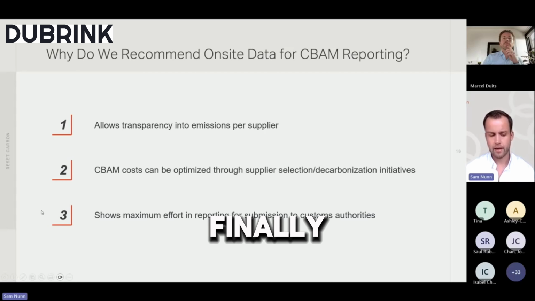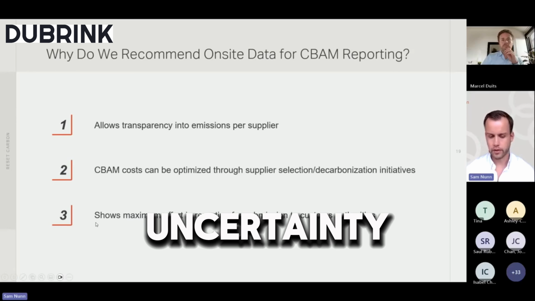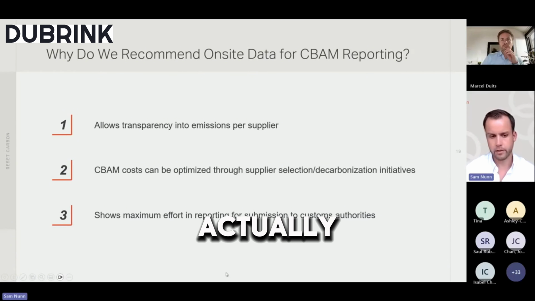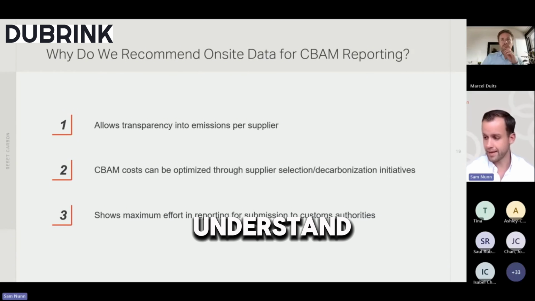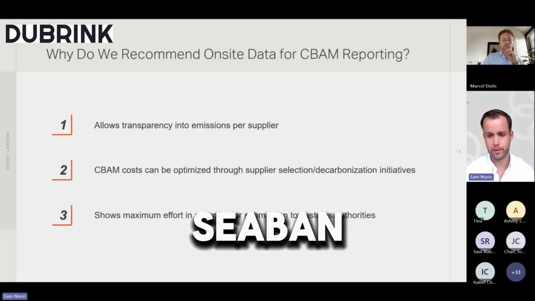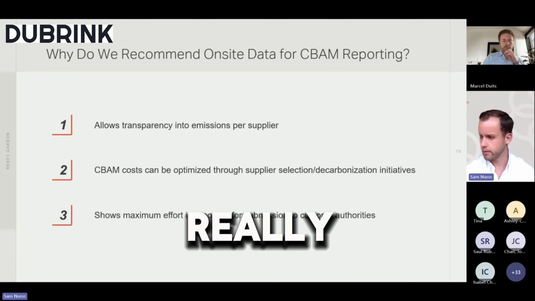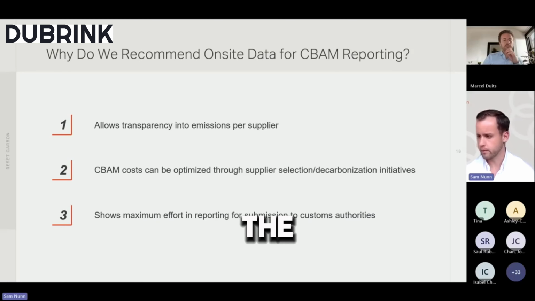And then finally, and I think this is also important, there's a lot of uncertainty in CBAM at the moment on actually being able to understand what the customs authorities are really looking at when they come to say what's good quality and what's a lot of effort having gone into your CBAM reporting. If you can show that you've gone right down to the level of your different suppliers, it can be really, really useful for you to demonstrate to the customs authorities that you're really taking this topic seriously and avoid any fines based on non-compliance.